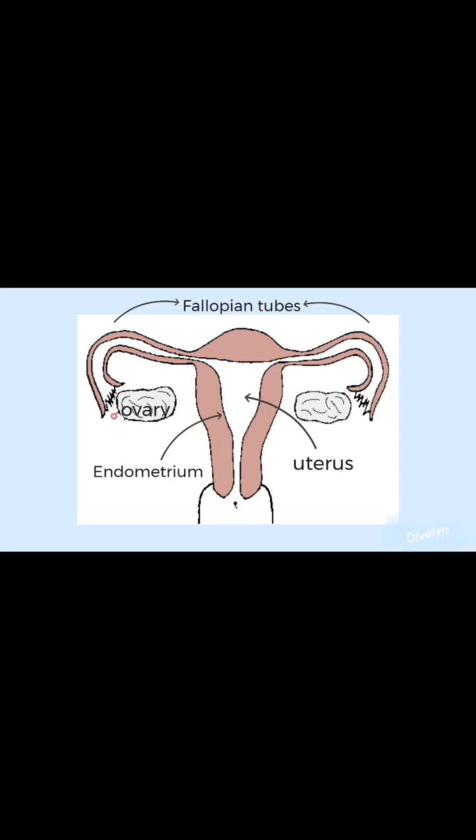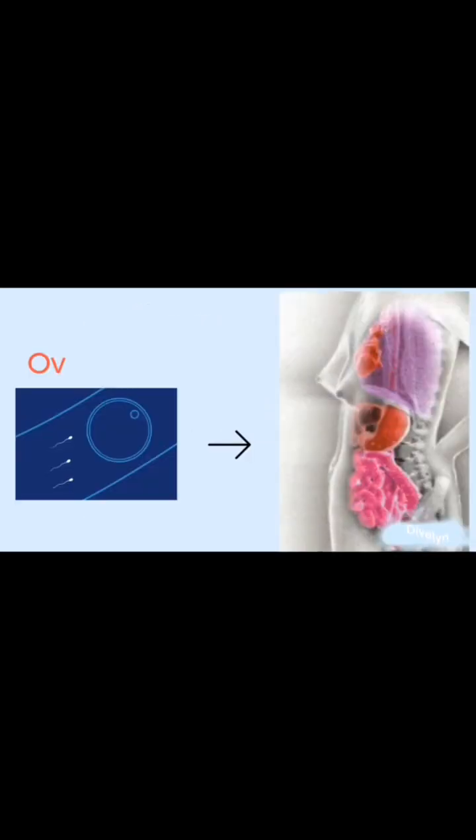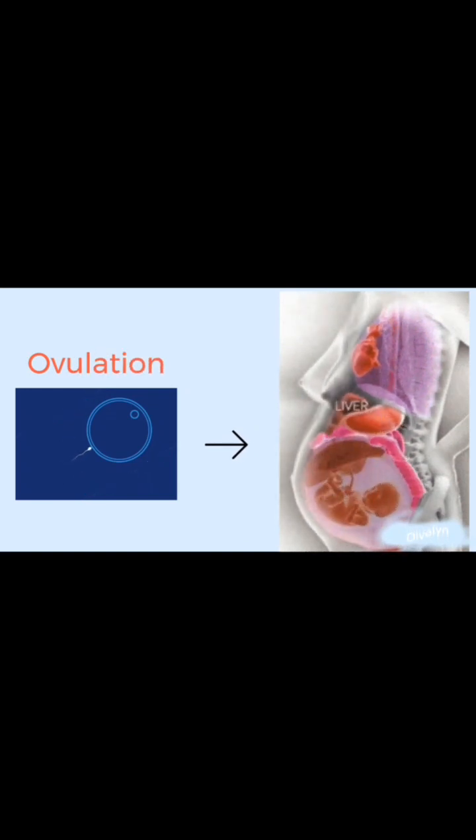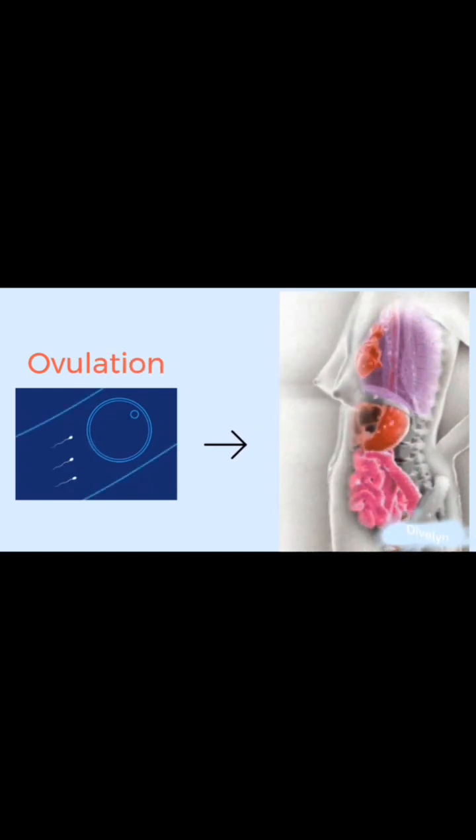The egg travels down the fallopian tubes toward the uterus to be fertilized by sperm. If the egg is not fertilized within a day, it will die or dissolve. The ovulation phase is the only time during a menstrual cycle when you can become pregnant.